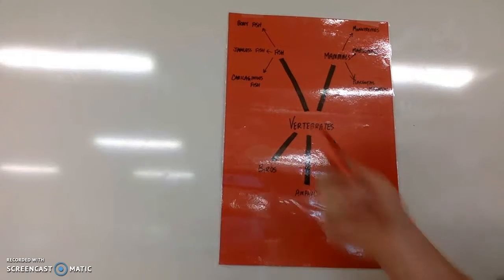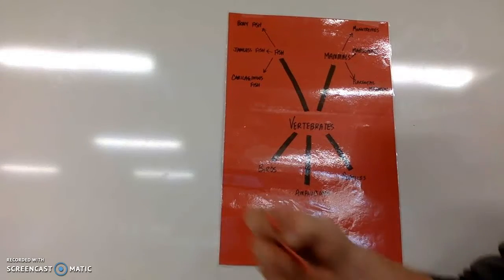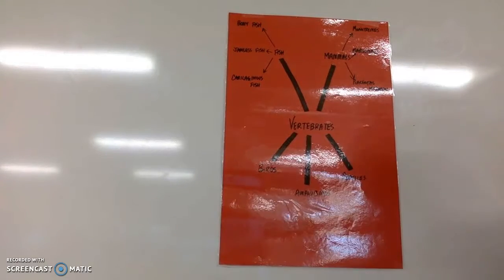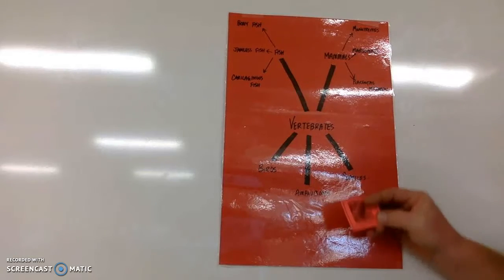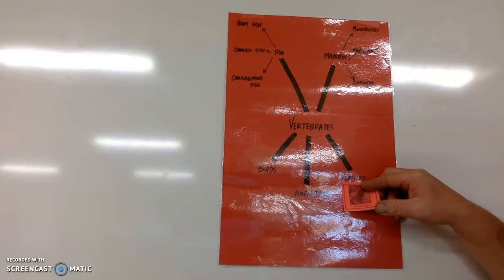So I've got a whole bunch of these cards. I'm just going to randomly pick one, and I'll show you what you would do with it. This is a cardinal, so that would go with the birds. And I have a Komodo dragon. That is going to be a reptile. They have that dry skin, they lay eggs, and they are cold-blooded.